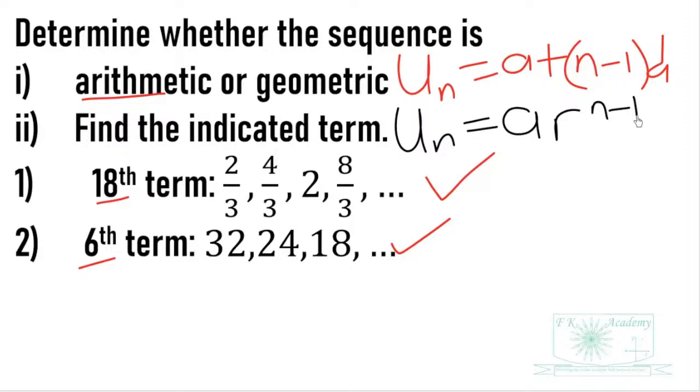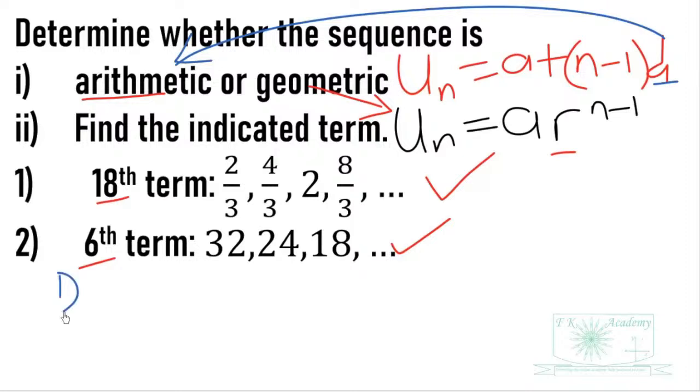So if the sequence has a common ratio, then it is geometric. But if the sequence has a common difference, then the sequence is arithmetic. So let's check for the first one. So we have the first question here.